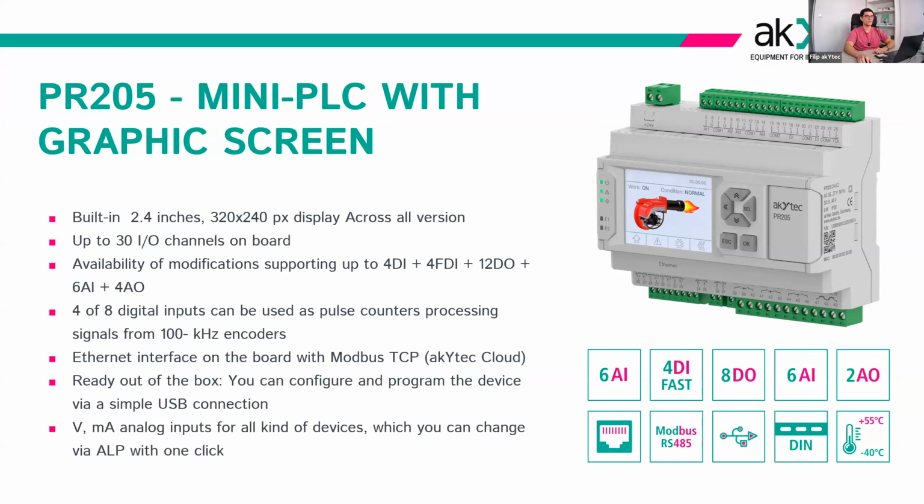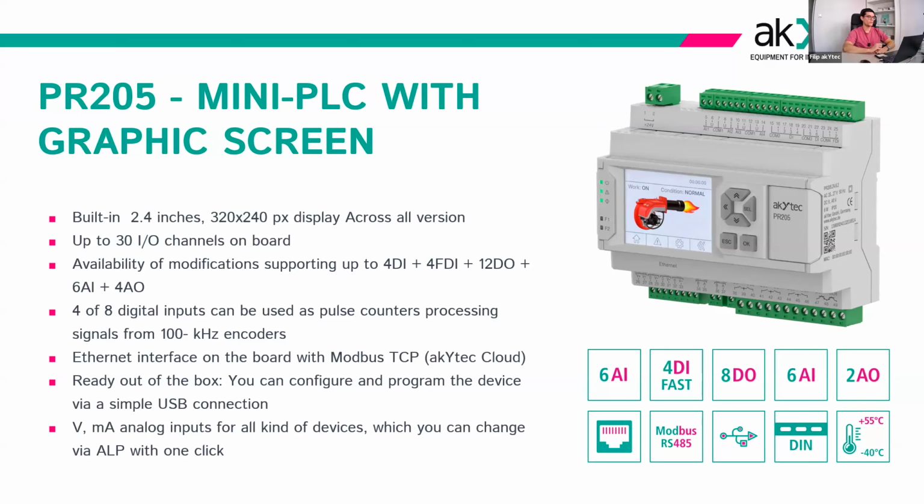You'll find 4 fast digital inputs that can be used for encoders with speeds up to 100 kilohertz. Of course, as we mentioned, it includes Ethernet, so you can connect directly to akYtec Cloud with no extra devices. It's ready to use right out of the box. Just connect it with the USB, open our ALP software and start programming. And you will see this today at our programming session, how easy it is to start with our devices.